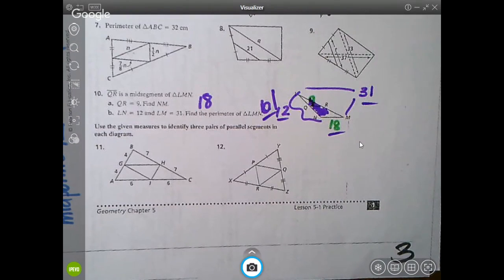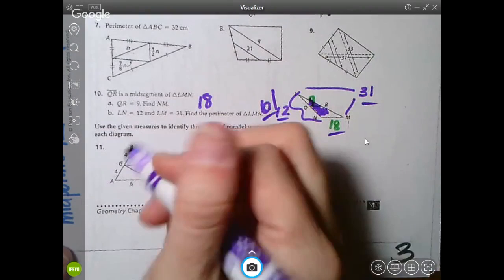Okay, next, number 11. Use the given measures to identify 3 pairs of parallel segments in each diagram. Okay, so basically, and this is something you will also have to do.